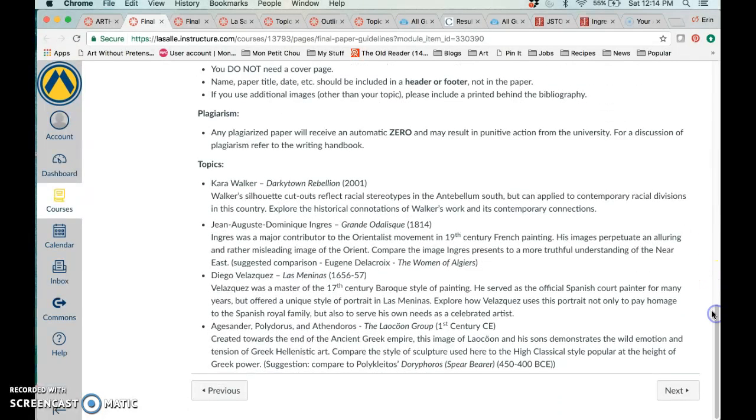I have a zero tolerance policy for plagiarism. If I read your paper and I suspect that it is even remotely plagiarized, I will research it. I will look into it. I will find the sources. And if I discover that you've plagiarized, you will receive a 0. And if I think it is serious enough, I will take it to the university. So please avoid that.